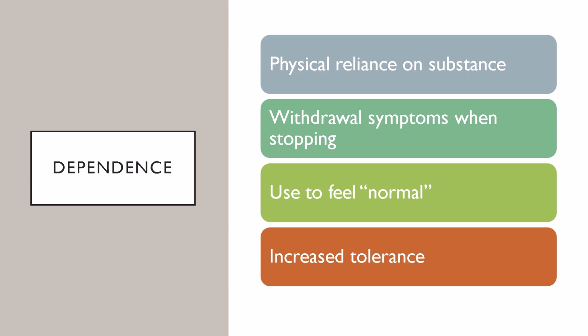And one of the key characteristics of dependence is that the person may no longer use the substance to feel good, but rather they're using it to avoid feeling bad. And the substance becomes necessary to really maintain a sense of normalcy. This is a critical point in the progression because it's highlighting the physical component of addiction. It's no longer just about behavior or choice. The body itself has changed.